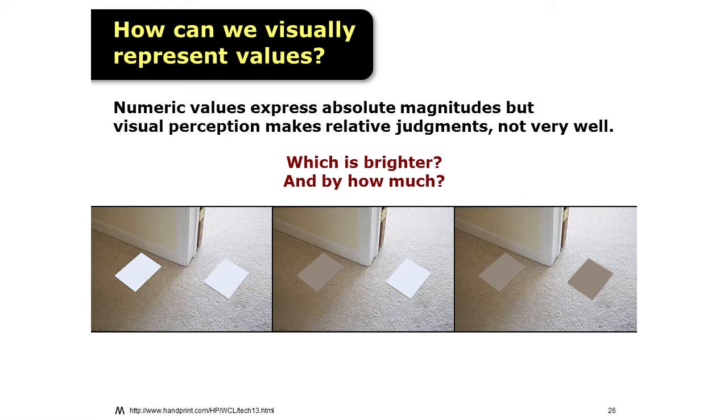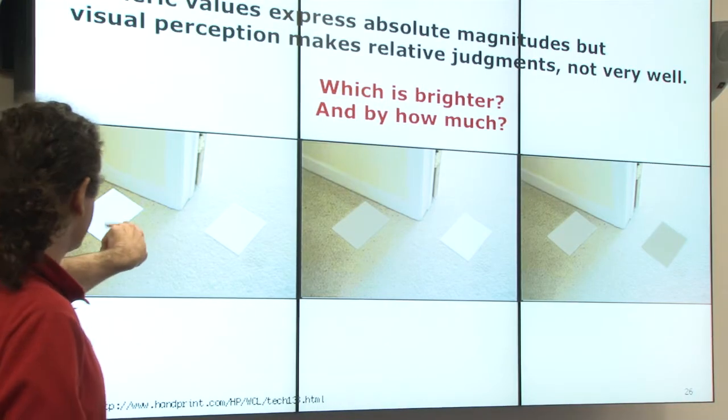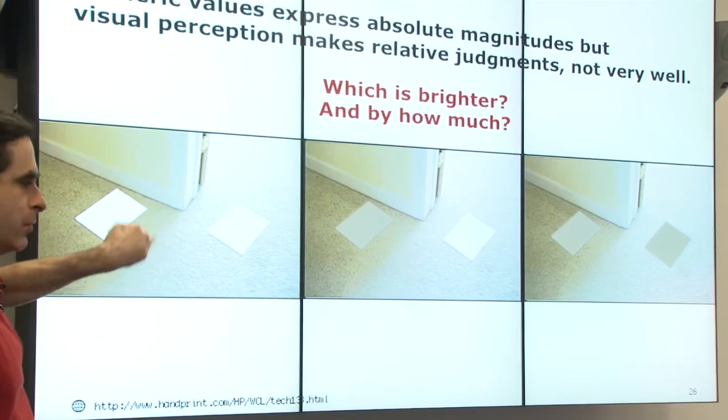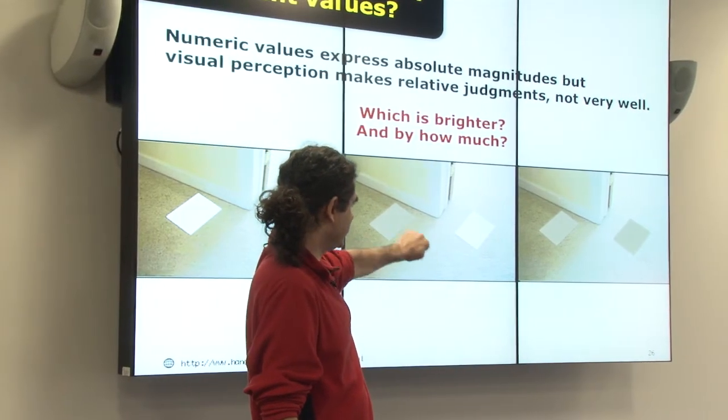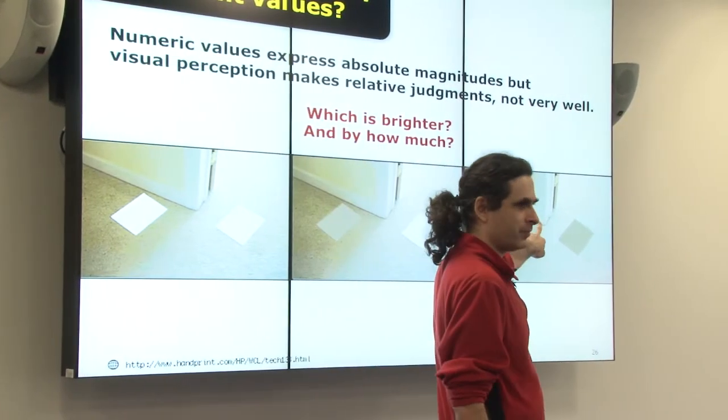Which is brighter? The rectangle on the left or the one on the right? In the first one here. Left. What about in the second one? What about in the third?